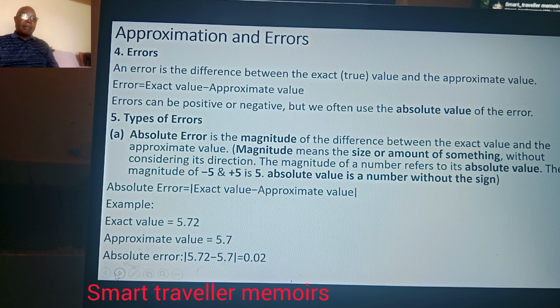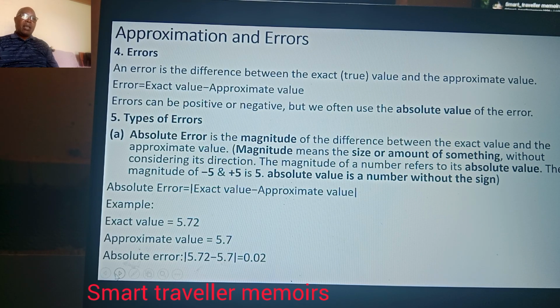Types of errors. A. Absolute error is the magnitude of the difference between the exact value and the approximate value. Here, magnitude means the size or amount of something without considering its direction. In fact, the magnitude of a number refers to its absolute value. For example, the magnitude of -5 and +5 is 5. That is, the absolute value is a number without the sign.